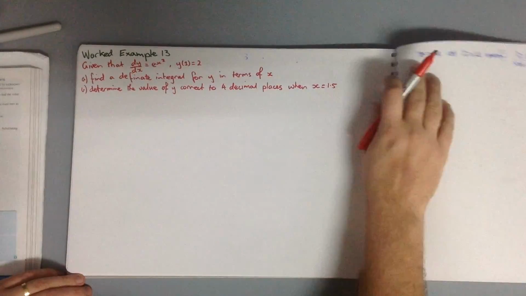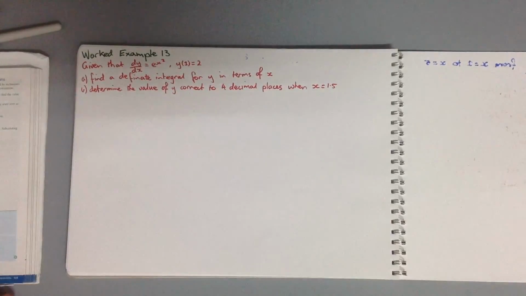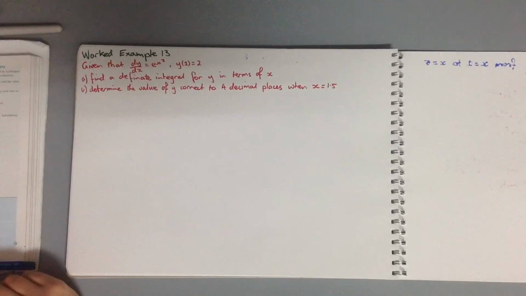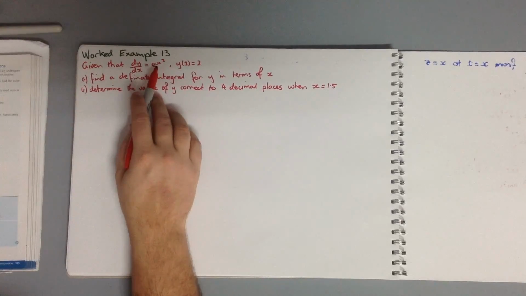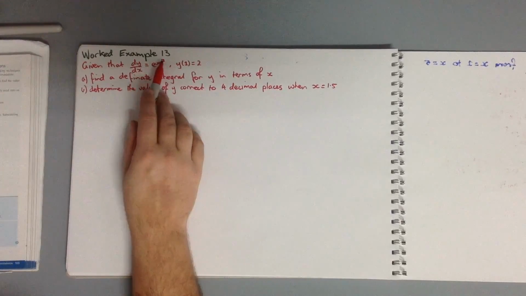We'll have a look at worked example 13 now, which is one of our ones on numerical integration. So we've got, given that dy dx equals e to the x squared and y of 1 equals 2, find a definite integral for y in terms of x, and then we're going to determine the value of y correct to 4 decimal places when x equals 1.5. Okay, so we know that our dy dx equals e to the x squared.